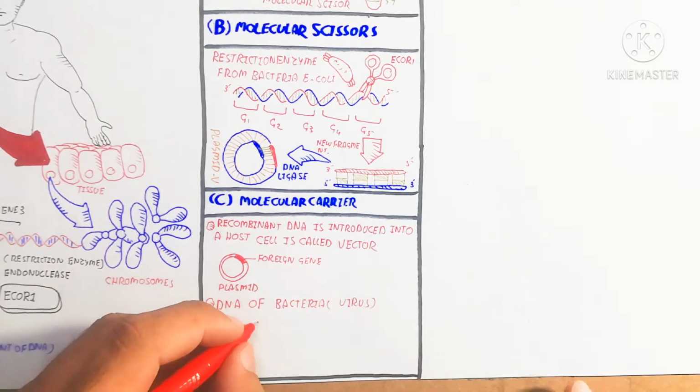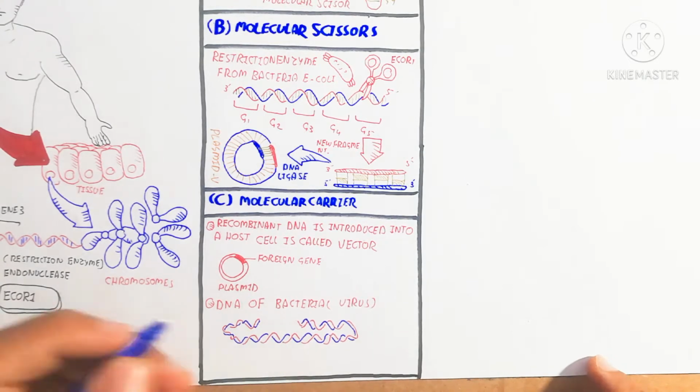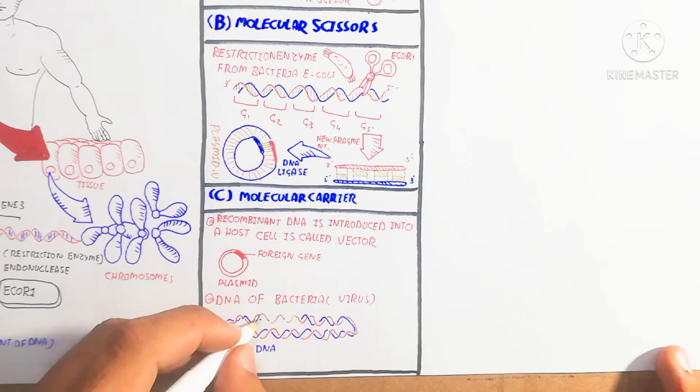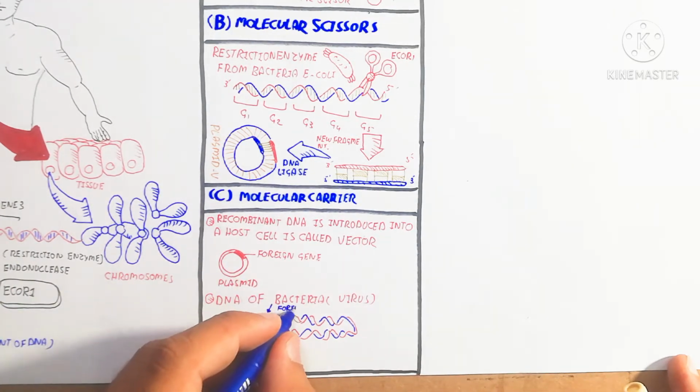For example, bacterial DNA is inserted with a foreign gene to become recombinant DNA. So that is also the nucleoid. This nucleoid is also recombinant, able to recombine.